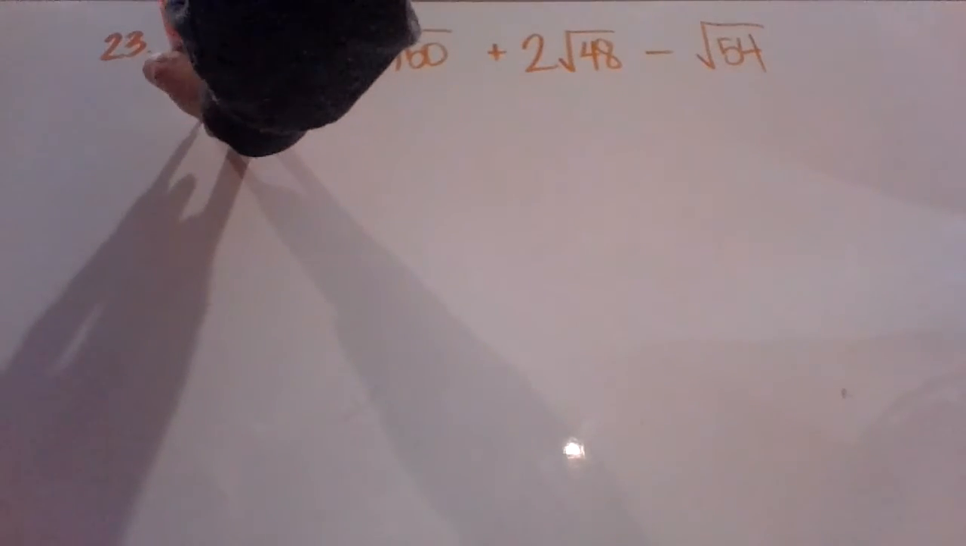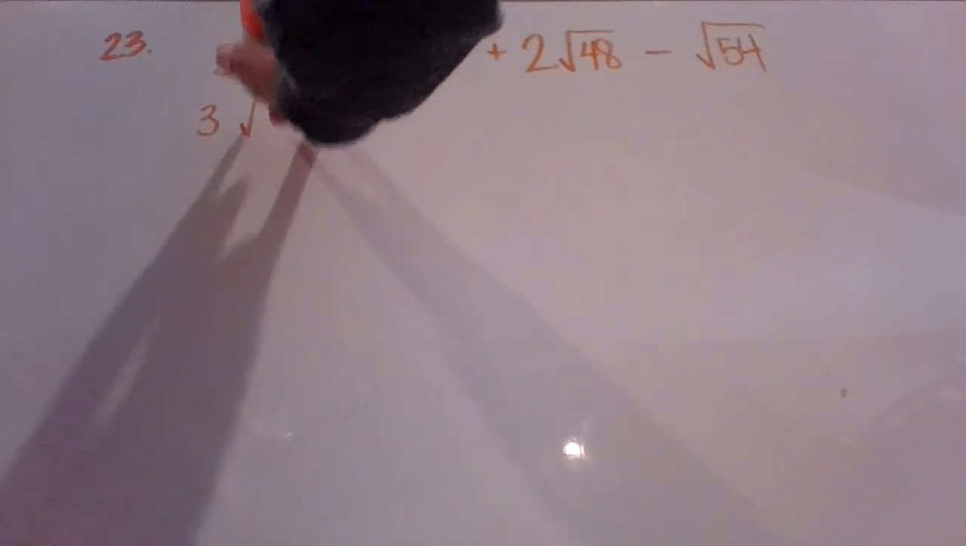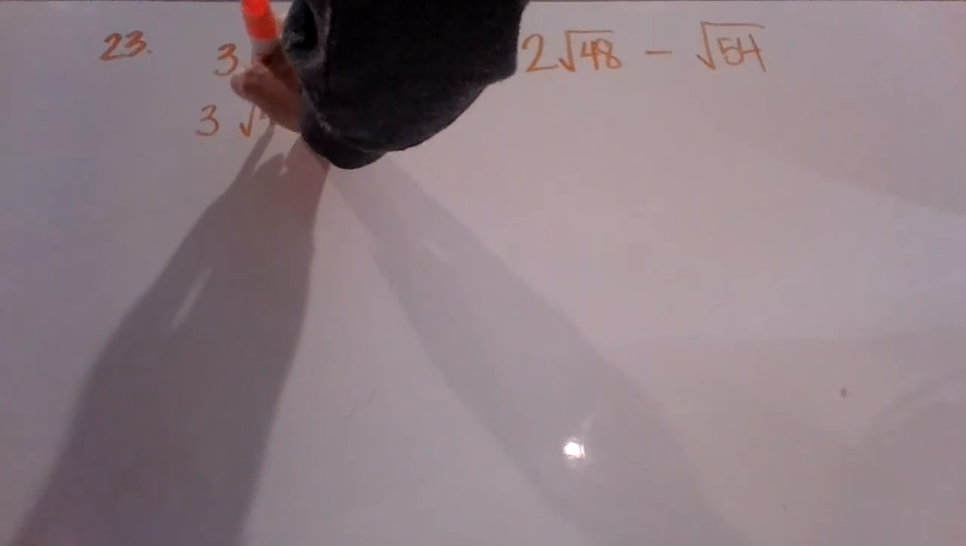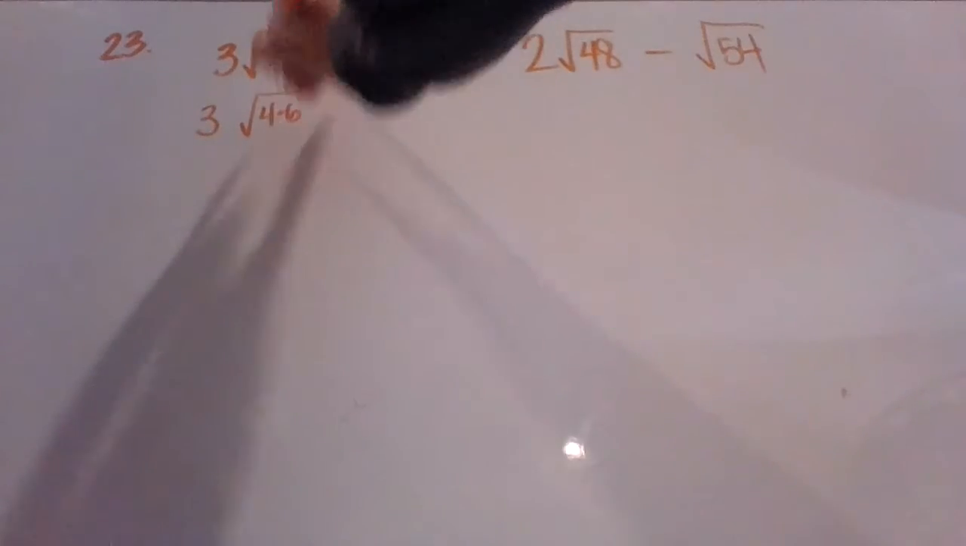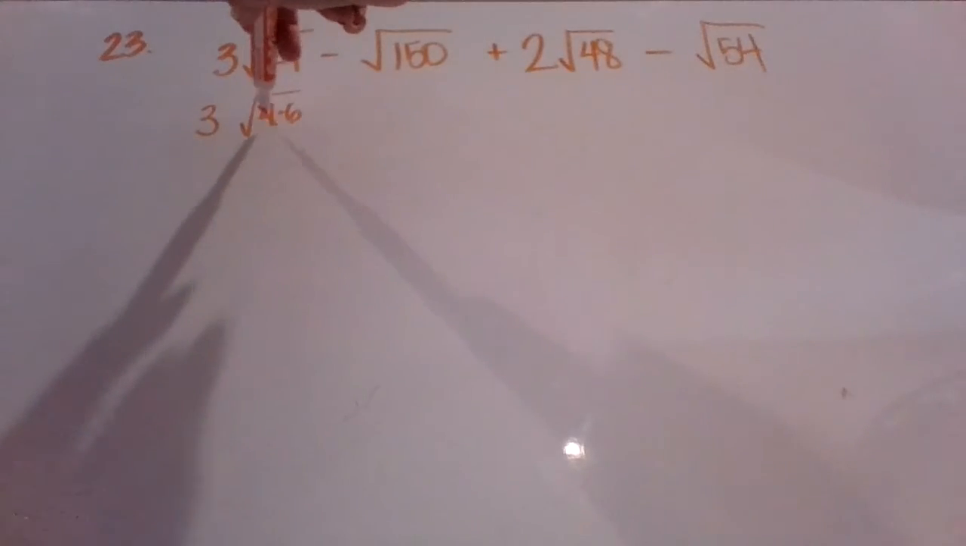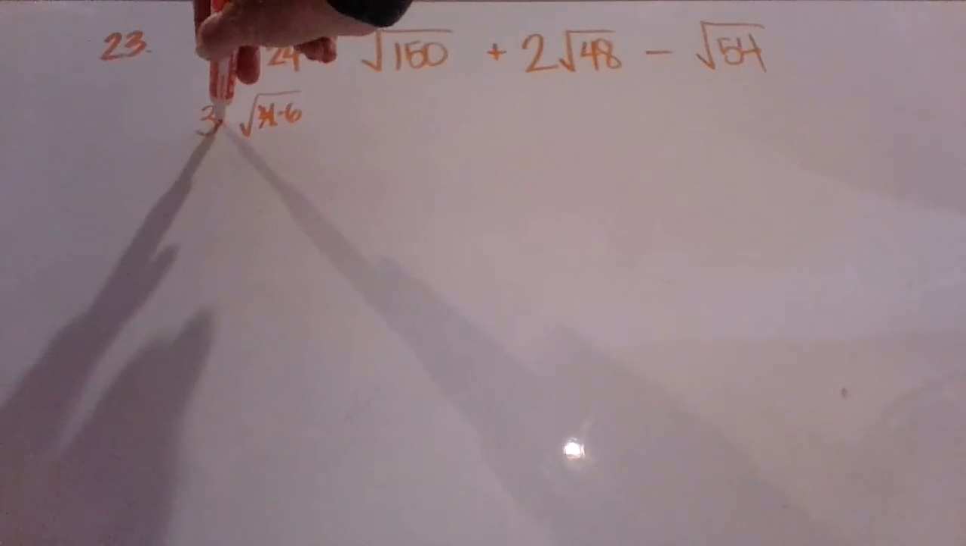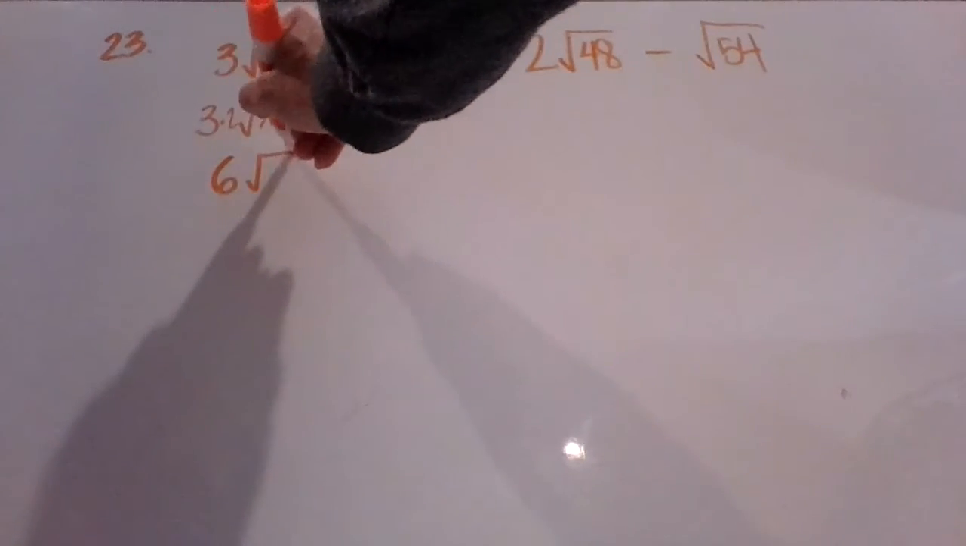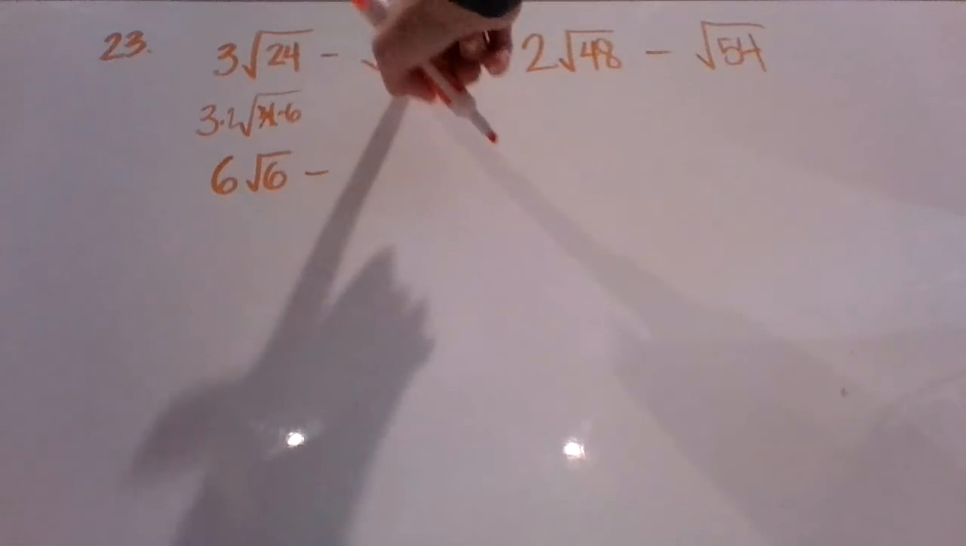So I think of this one, 3 square root 24. When I think of 24, I know 4 times 6 is 24. So this 4 gets crossed off because the square root of 4 is 2, so we multiply it by 2, and that 6 gets to stay in there. So I get 6 square root 6. And we're going to subtract this here.